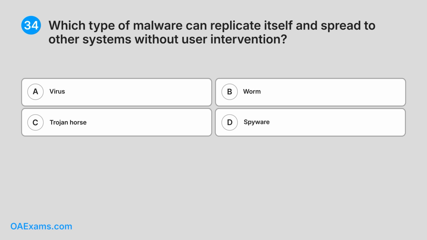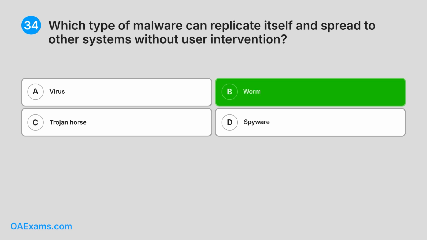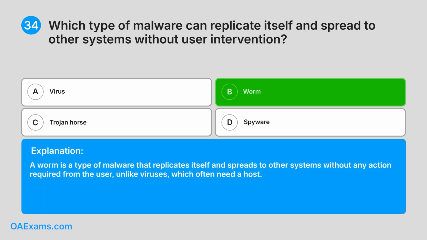A. Virus. B. Worm. C. Trojan horse. D. Spyware. What do you think is the answer? Correct answer: B. Worm. Explanation: A worm is a type of malware that replicates itself and spreads to other systems without any action required from the user, unlike viruses, which often need a host.